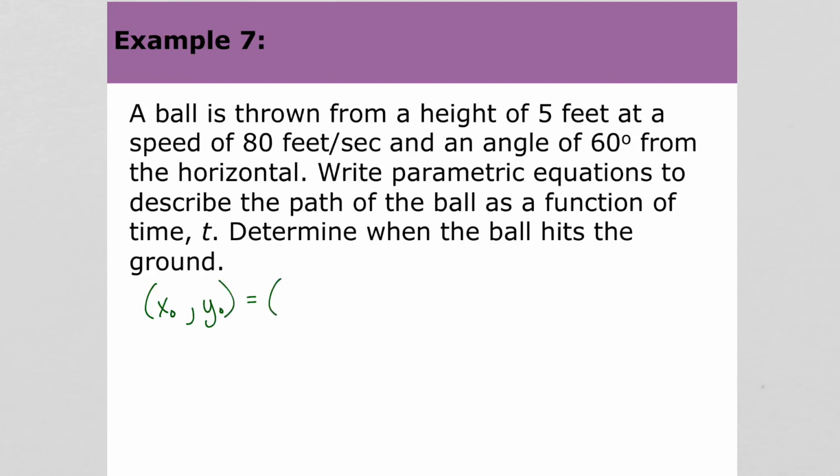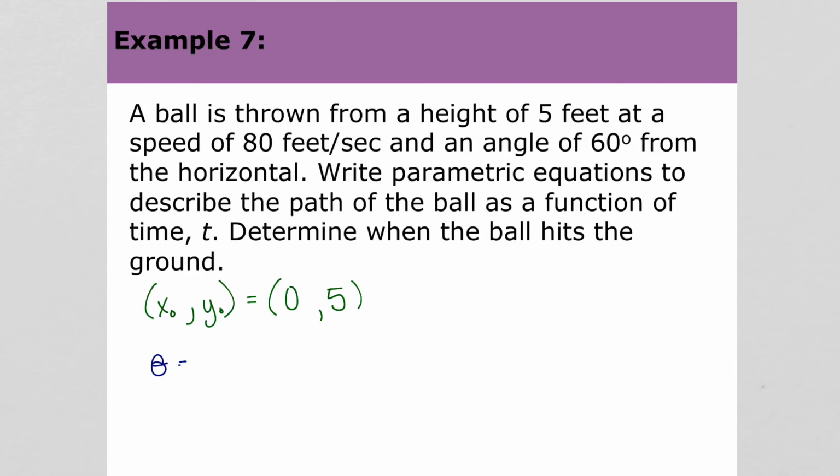Well, x naught, y naught is where it's thrown from. It's thrown from a height of 5 feet. So this is our initial starting point. The distance isn't going to matter. Our distance, x, is just going to be 0, but it's starting up at 5 feet. So that's what makes x naught 0 and y naught 5.